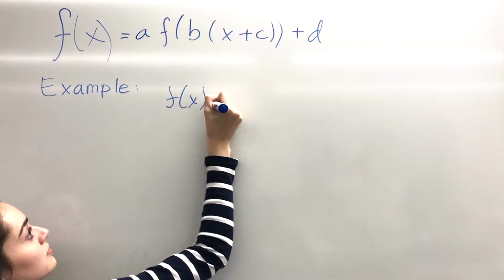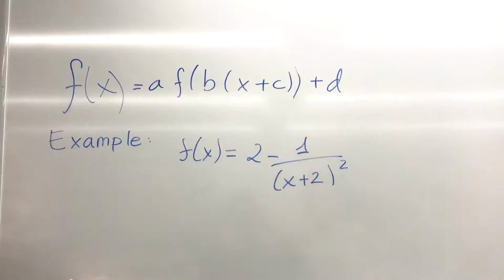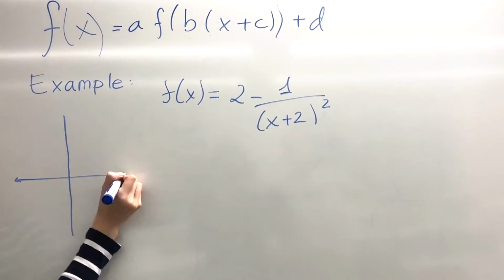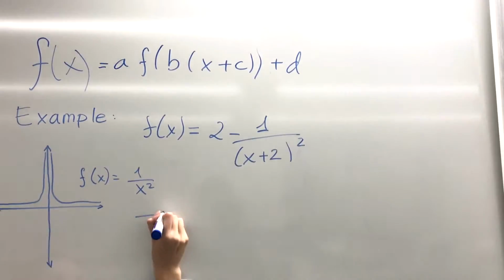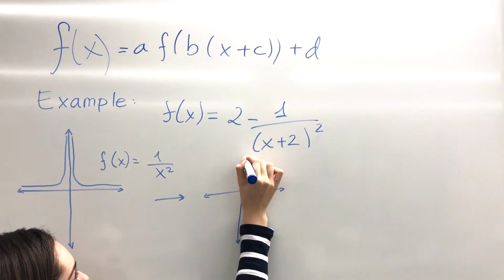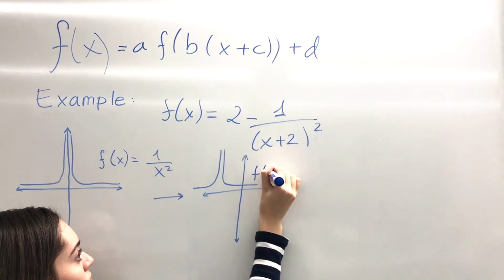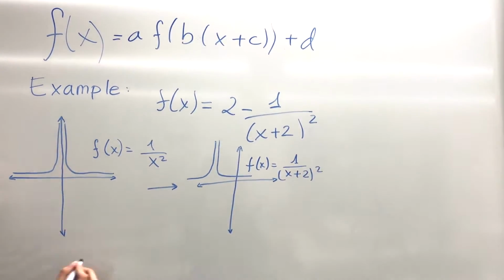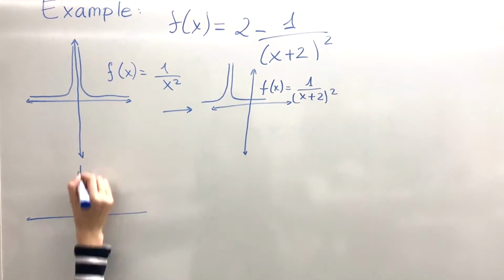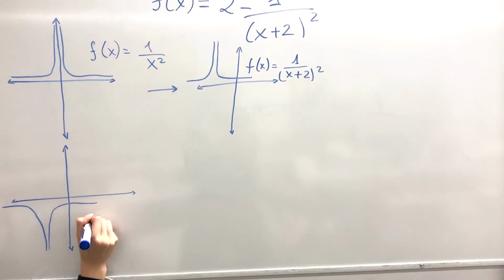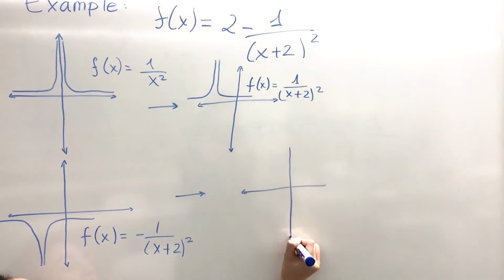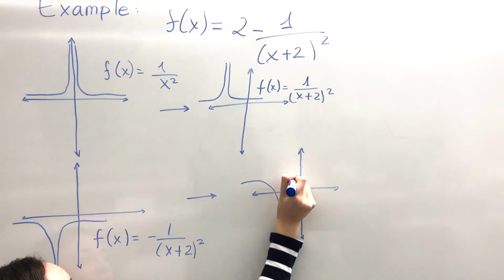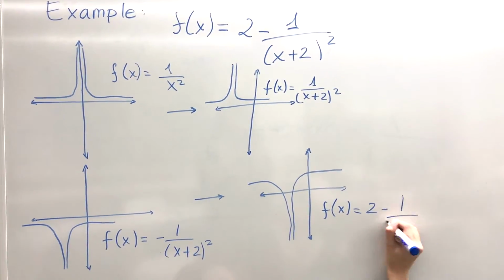Consider the following example for practical purposes: 2 minus 1 over (x plus 2) squared. Using the knowledge from previous theoretical rules, let's first graph the basic function 1 over x squared. The first transformation performed is a horizontal shift, seen in 1 over (x plus 2) squared, 2 units to the left. Next, observe that the value of 1 over (x plus 2) squared is negative, implying that the value of a is negative 1. Thus, a reflection over the x-axis has to be performed. Lastly, a vertical shift 2 units upwards is seen through the addition of 2 to negative 1 over (x plus 2) squared.